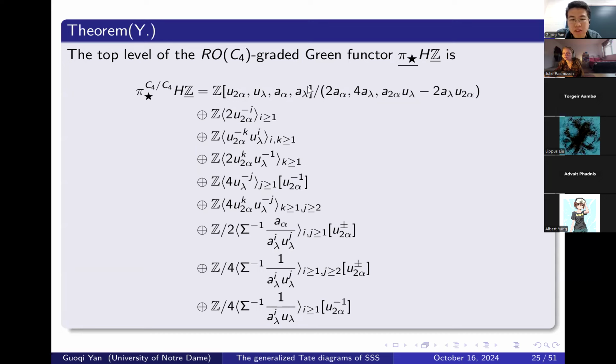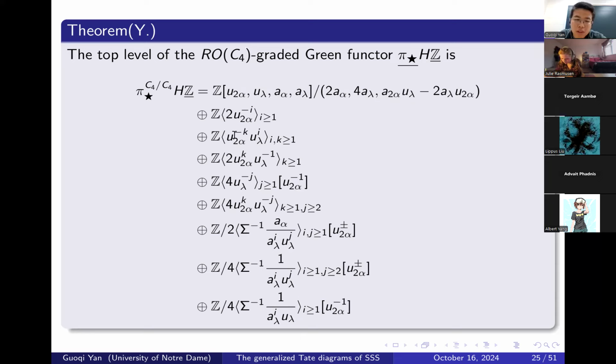So this thing becomes a little bit more complicated, and we still have this good part, which is the polynomial part, and this is the positive cone. The polynomial part contains some relation, discovered by Hill, Hopkins, and Ravenel, called the gold relation, because it involves a relation between the a's and u's.